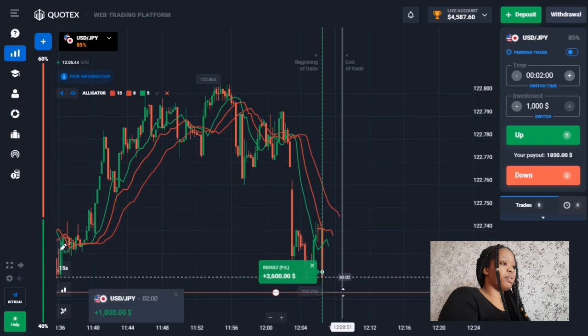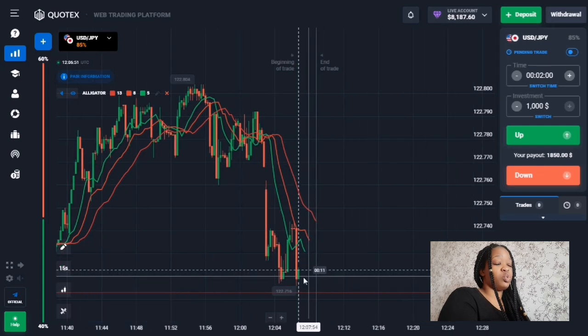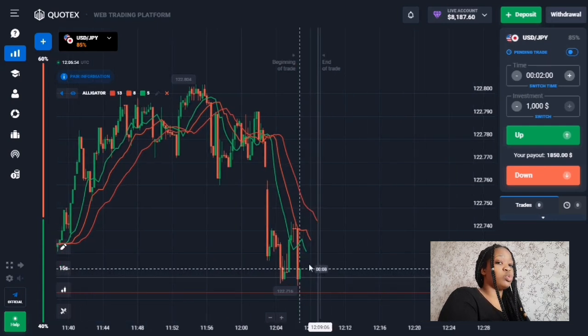Analyzing this trade, price pulled back up and then resumed movement to the support level. I've got very good profits, and my balance is now $8,100, and I think I'll stop here for today.